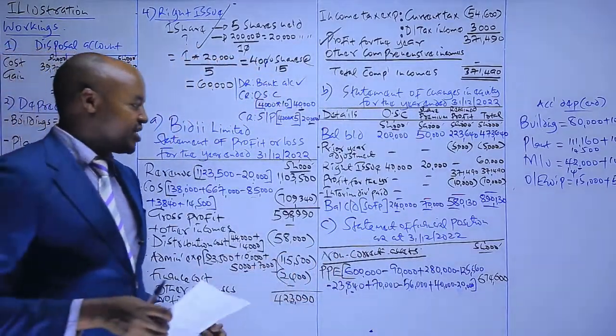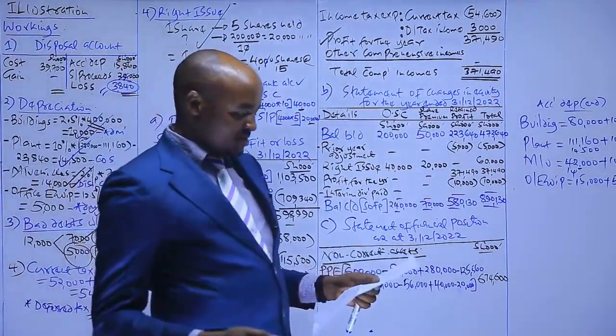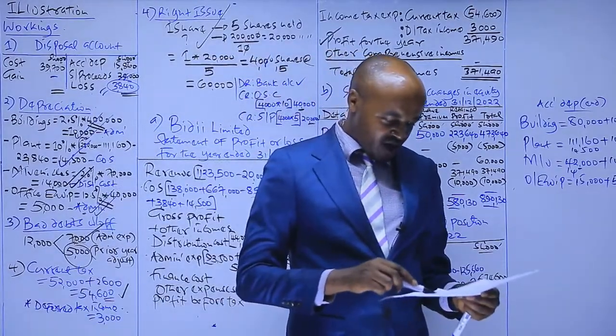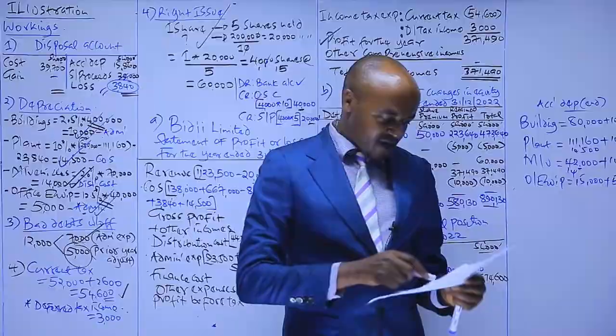And then here we said we check for other assets like intangible assets, the investment, and so on. So let's go back to the information which we have in the trial balance.